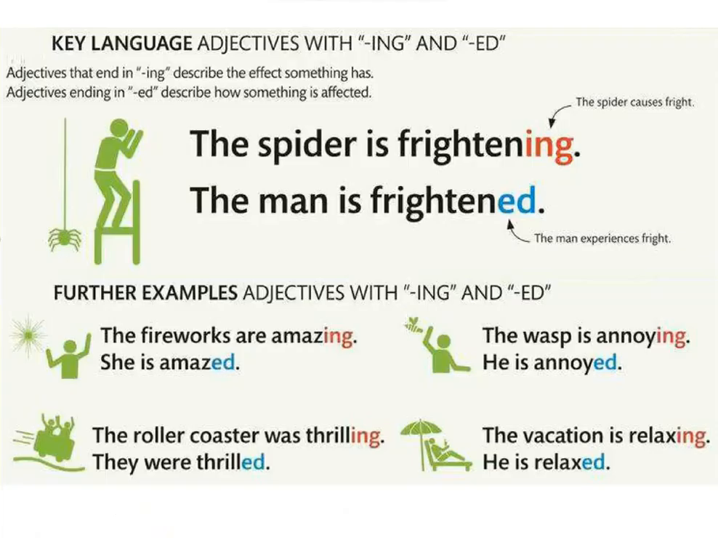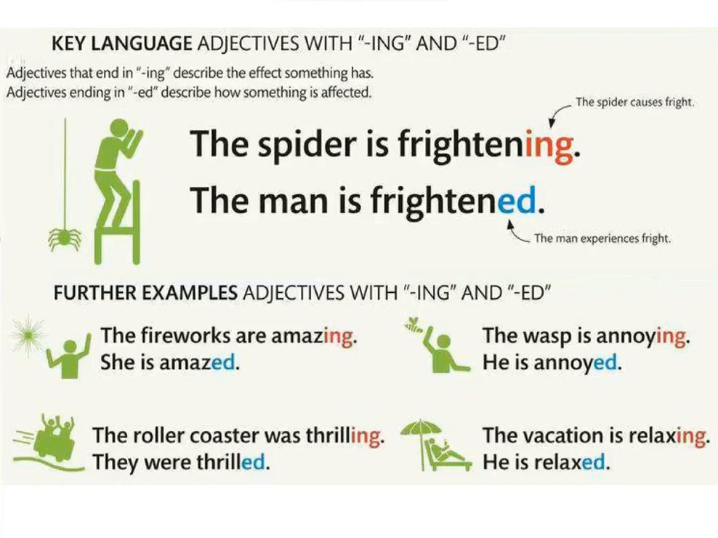Let's start with adjectives with ing and ed. Adjectives that end in ing describe the effect something has. Let's see the example here. The spider is frightening. The spider causes fright. The feeling, whatever the emotion, okay? If it is fright, if it is boredom, if we say boring, for example, if we say amazing, any ing adjectives, we use them when we are describing the source of the feeling.